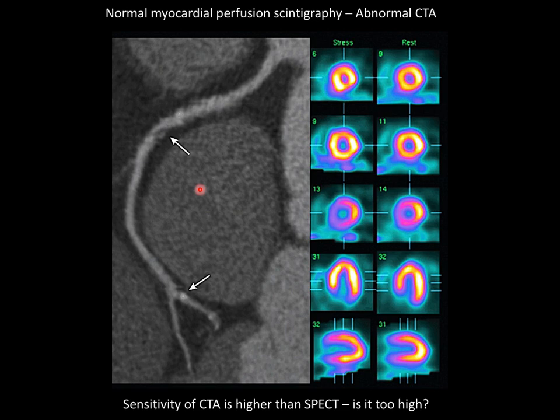It's like, now we can detect a lot more disease. What should we do? Should we treat all of these with stents? Probably not, right?